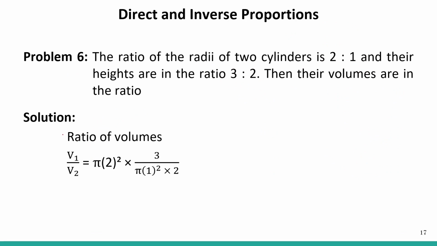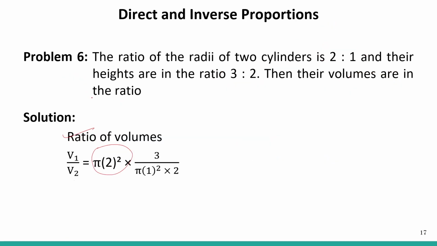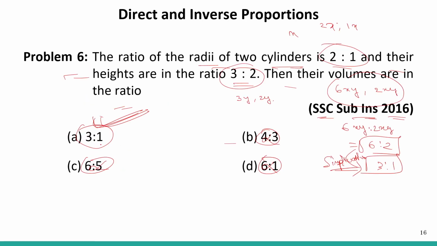So the ratio of volumes V1 by V2 is equal to pi into 2 square into 3 by pi into 1 square into 2. So this will be equal to 4 into 3 by 2. So V1 by V2 is equal to 6 by 1, or 6 is to 1, right? So 6 is to 1 is the, no, okay, we have made a slight mistake here.